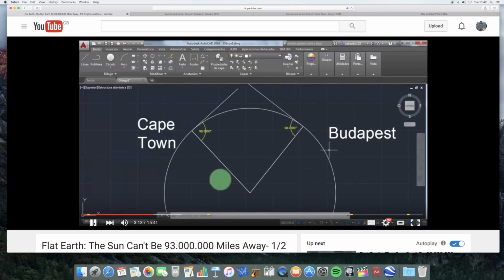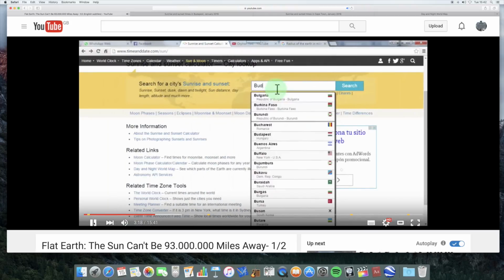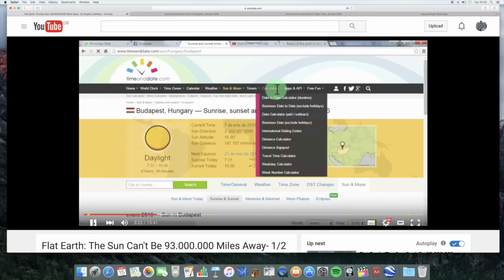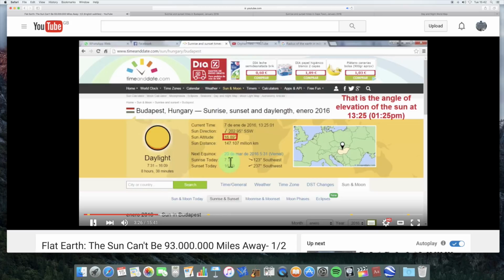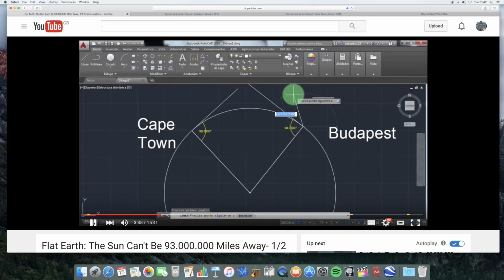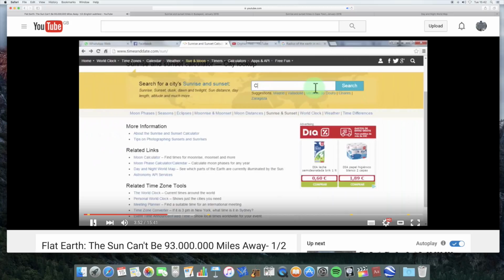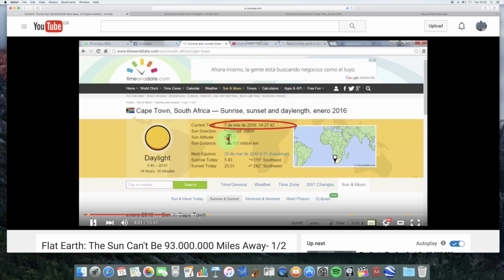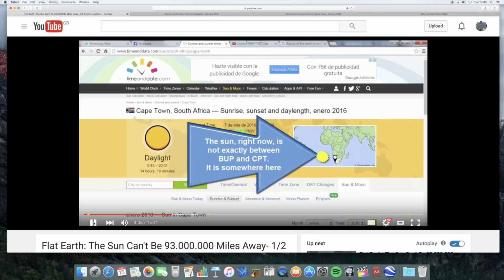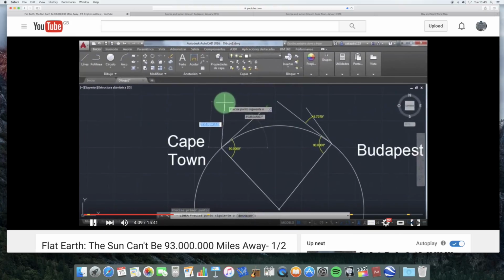Now we are going to use the time and date website to get the elevation angle of the sun at the two cities. Now let's start with Budapest, Hungary. It's 16.89 degrees. Let's just say 16 degrees. Now I'm going to draw the angle. There you go. 16 degrees. Now let's see Cape Town. 66 degrees. Please bear in mind that Budapest is 1 hour behind Cape Town and that the sun right now is not between them, somewhere above the ocean, but that's not gonna make a big difference. Now let's draw the angle in our cap.